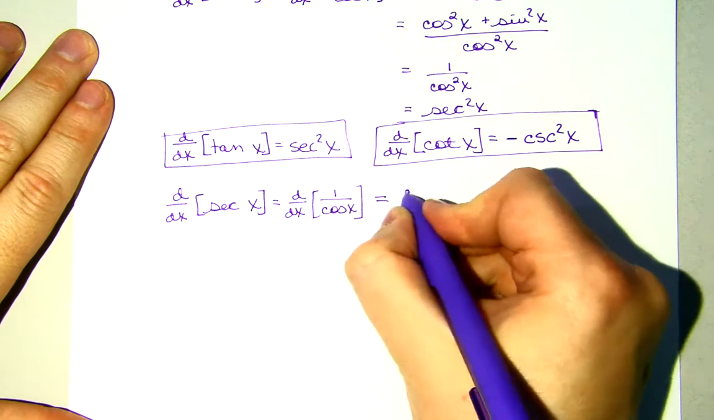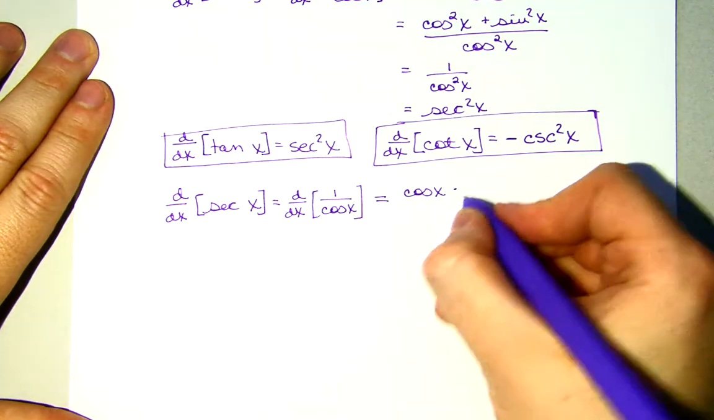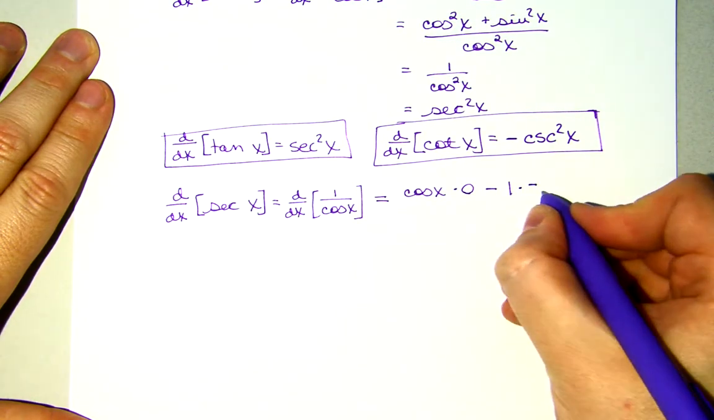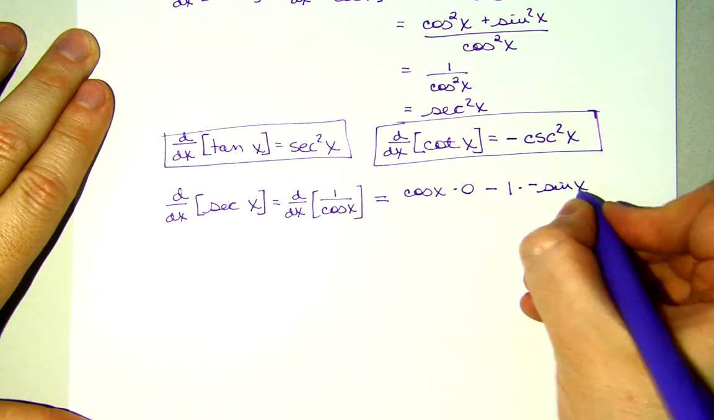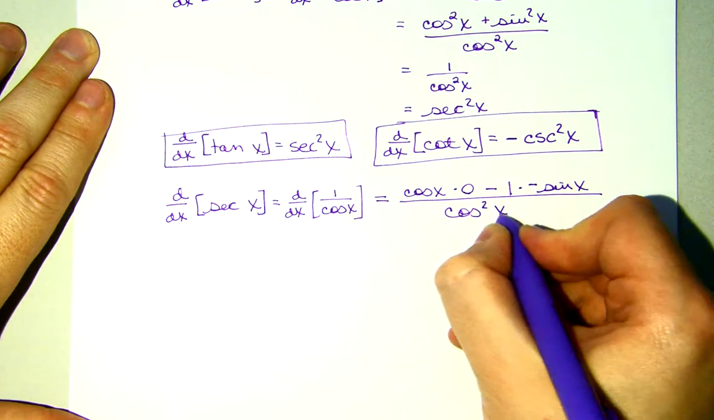Low, cosine x. What is d high? 0, because it was just a constant up top. Minus high, 1. D low, negative sine x. Draw the line, square below. This is over cosine squared x.